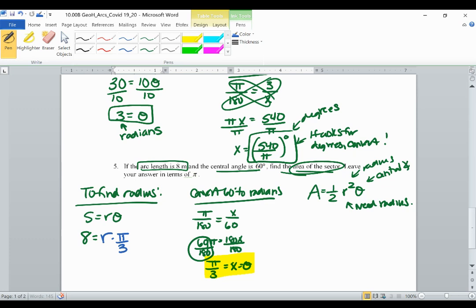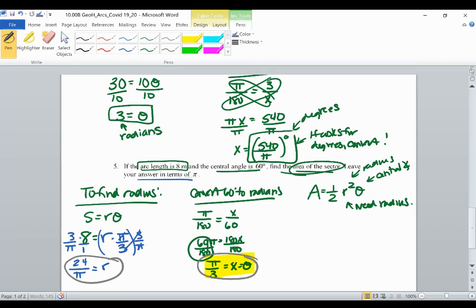So to get r by itself, because our final answer has to be in terms of pi, so we don't want any decimals here. So I'm going to multiply this side by 3 over pi by my reciprocal. Instead of dividing by pi over 3, it's always best when it's a fraction to multiply by the reciprocal. And I get 3 times 8, which is 24 over pi, is my radius. Okay, so now we've got the radius and we have theta, these two right here.